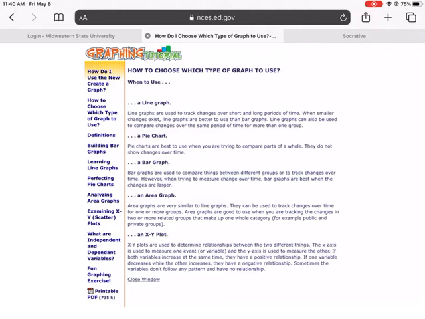For a pie chart, we'll just read that pie charts are best to use when you're trying to compare parts of a whole. They do not show change over time. So this is probably the opposite of a line graph, because even if we were to show a change over time, we wouldn't be able to do that in a pie chart.